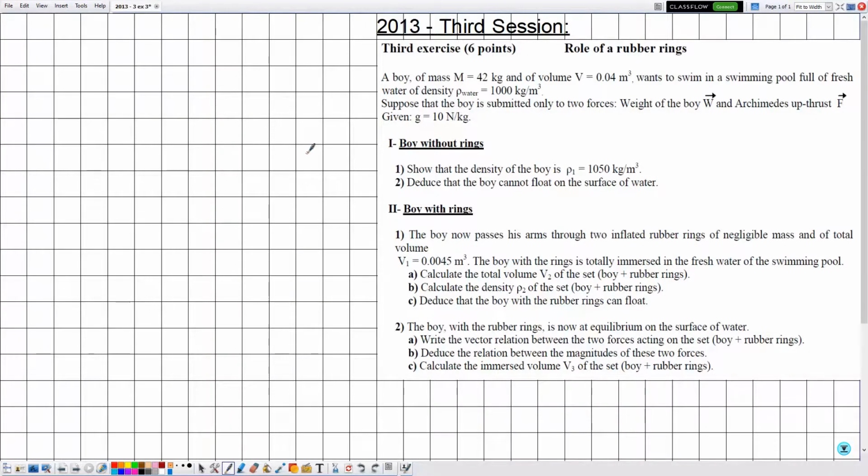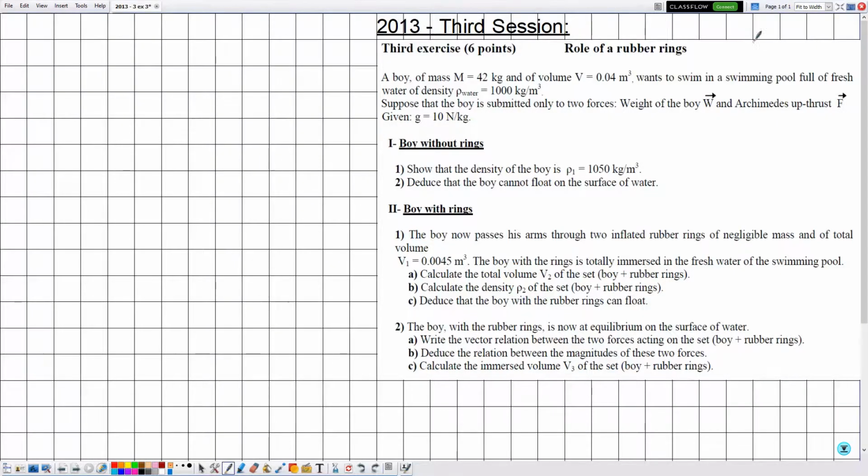Okay, hello everyone, in a new video. In this one we are going to solve an exercise related to mechanics and the chapters of mechanical actions, equilibrium of a body and Archimedes upthrust. This exercise was in the brevet exams in 2013, third session, third exercise.